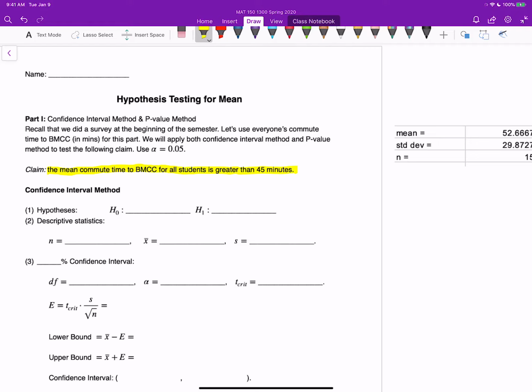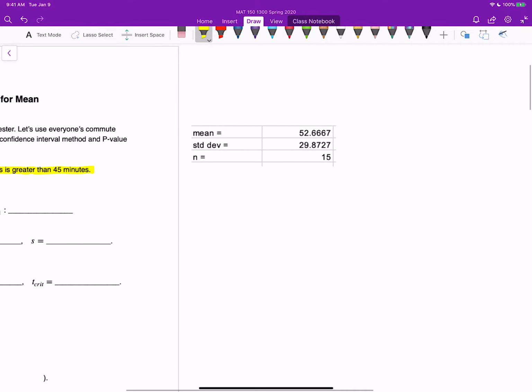So basically saying that it's going to take everyone more than 45 minutes to reach BMCC on average. That is our claim. I already computed sample statistics for you. Mean, which is the sample mean, is 52.6667. I would say our class sample mean is pretty high. As you can see, it's definitely way higher than 45 minutes. So there's a chance that we might be able to reject our null hypothesis, but you never know.